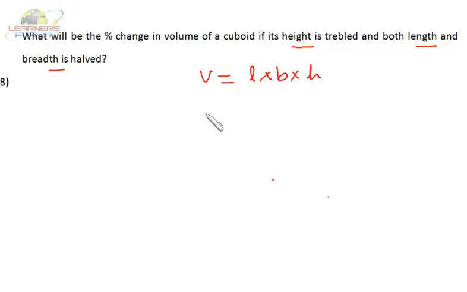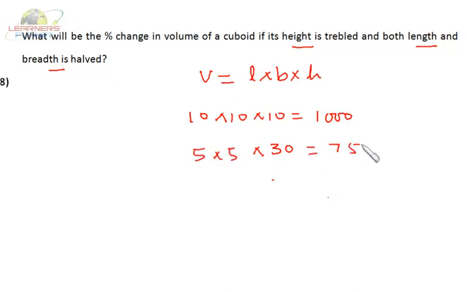So let's assume the initial values are 10, 10 and 10. So length into breadth into height is volume. Now height is tripled, that means height is 30. Length and breadth are halved, that means it is 5 into 5. So it is 750. Downfall of 250 is there. This downfall is from 1000. So from 100, it will be 25. Okay, so it's a 25% downfall in the volume if height is tripled and length and breadth are halved.